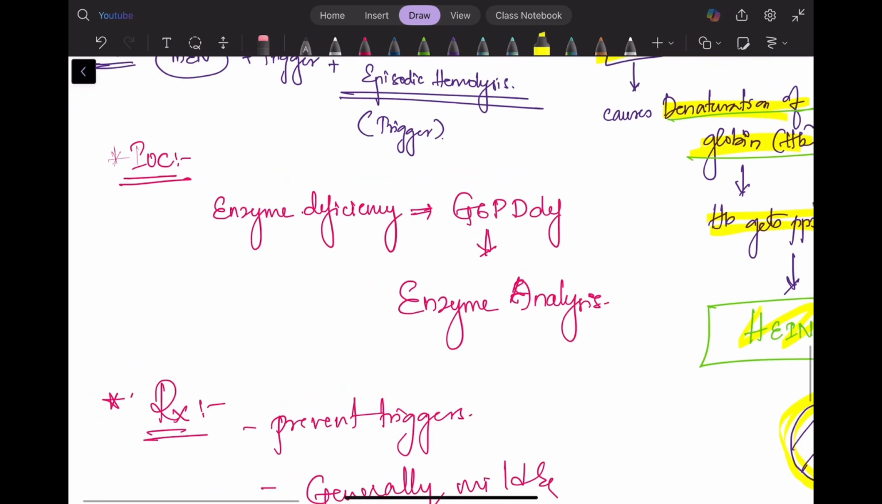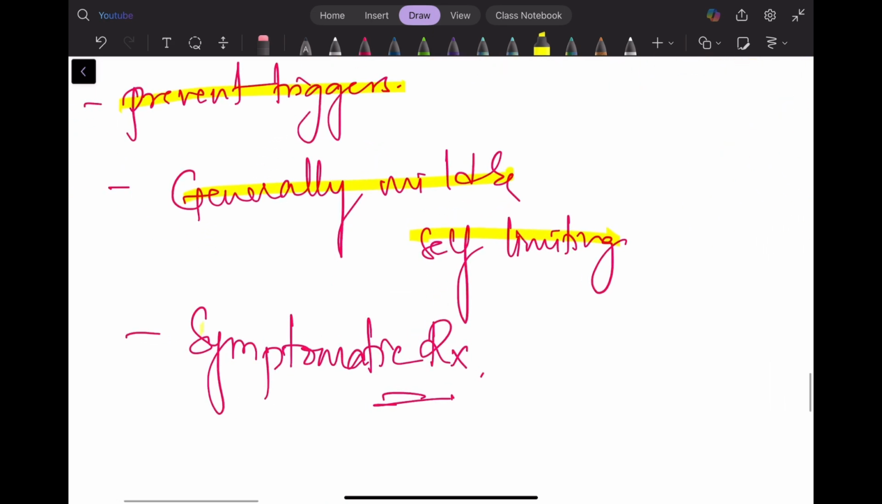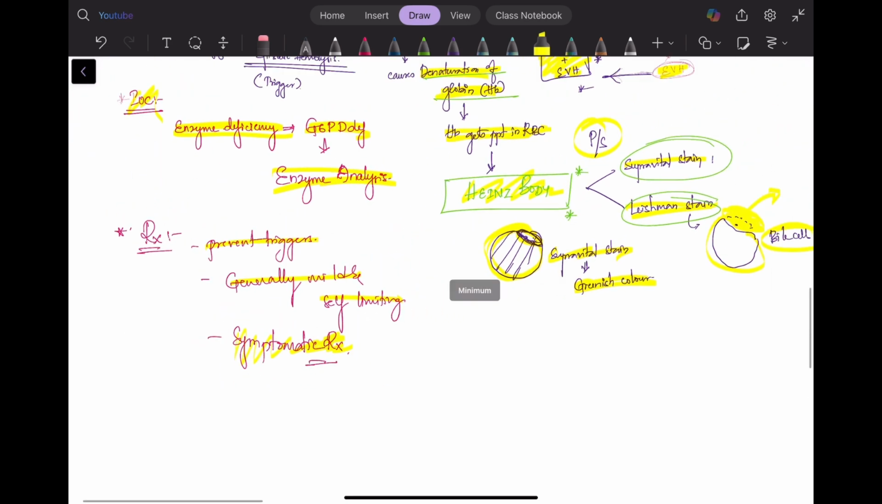Then we saw the investigation of choice, which is for the enzyme deficiency, so we do G6PD analysis. Then what is the treatment? It's very simple, prevent the trigger. Then it is mild and self-limiting, so you have to reassure the patient and give symptomatic treatment so he'll get calm. Okay, that's it.